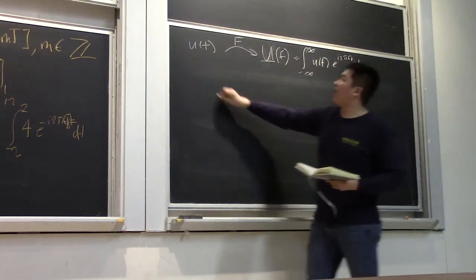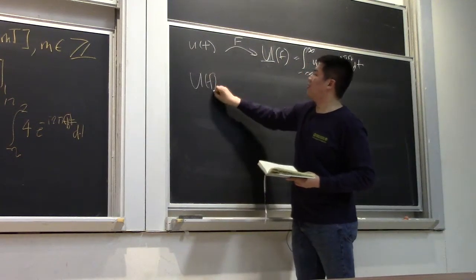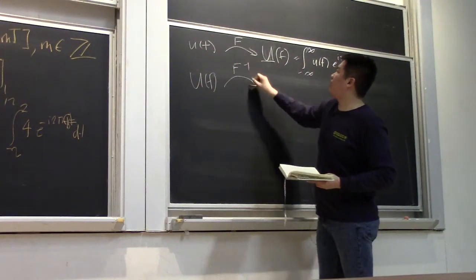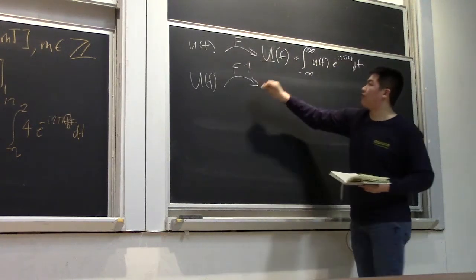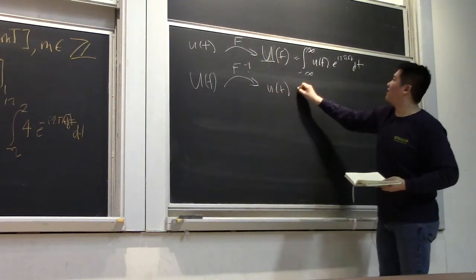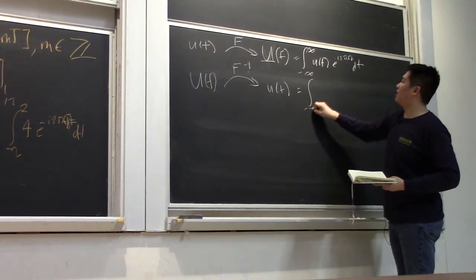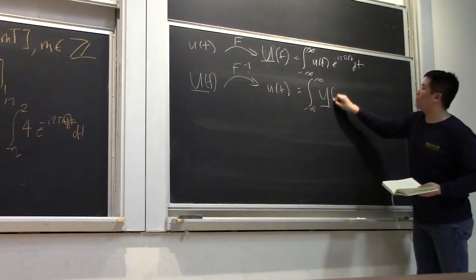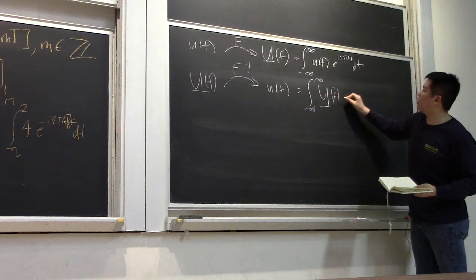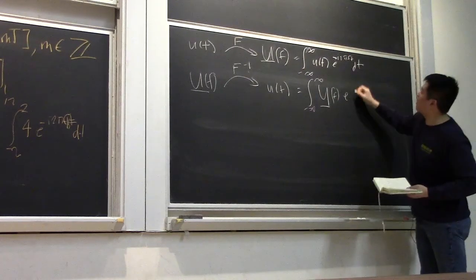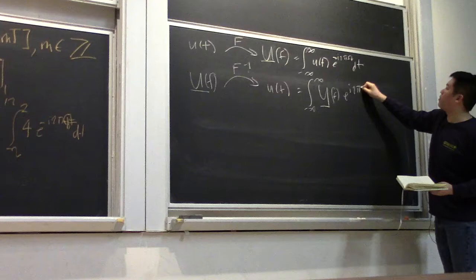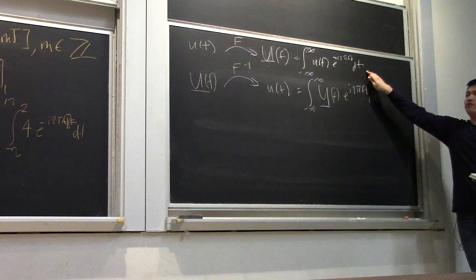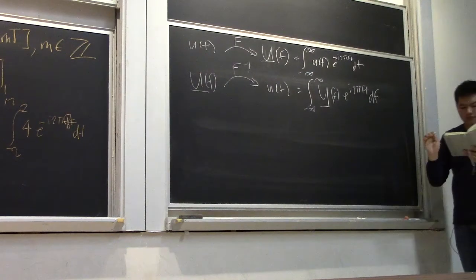Okay? Now, if you have the frequency function and you want to go back to time from frequency, that is big U of f times e to the positive I 2 pi ft df. Okay? Forward Fourier transform, inverse Fourier transform, just by notation.